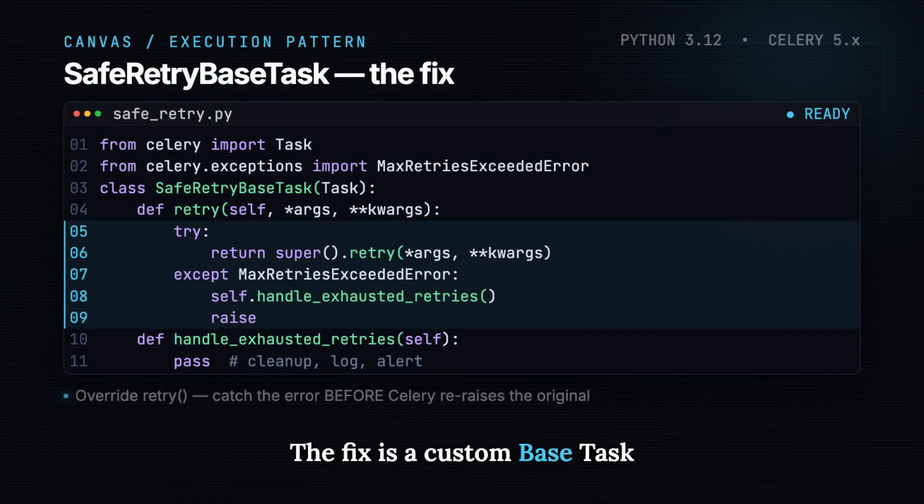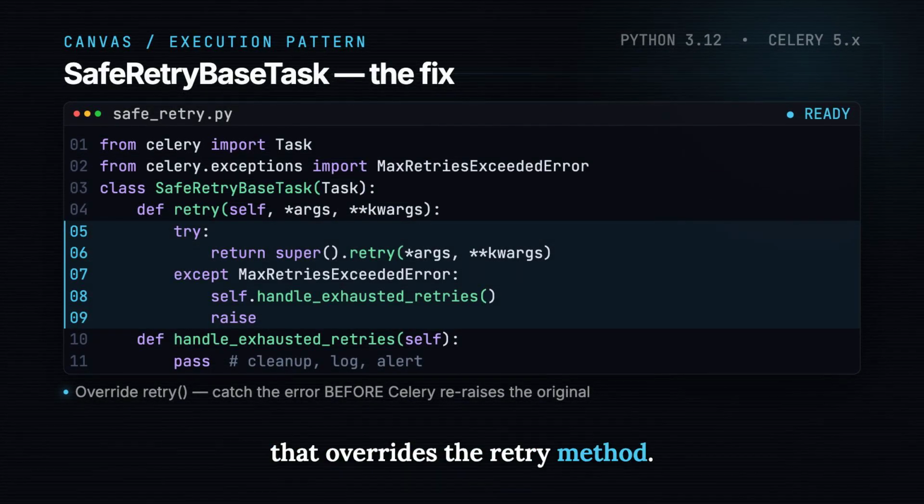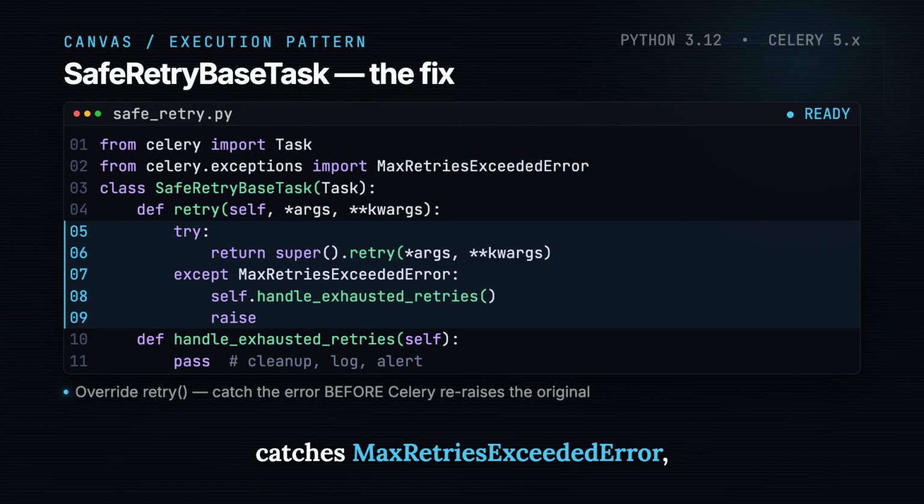The fix is a custom base task that overrides the retry method. SafeRetryBaseTask wraps super.retry in a try except, catches MaxRetriesExceededError, and runs cleanup logic before re-raising the error.